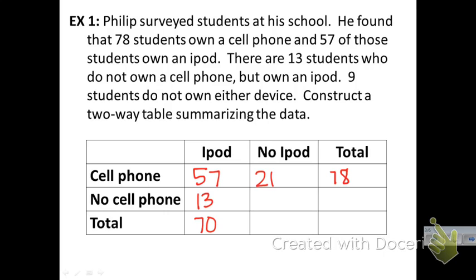Then moving on to our statement, it says 9 students do not own either device. So no iPod and no cell phone is 9. Again, I'm going to add down to get 30. I'm also going to add over to get 22. And then you can either add over or down. Either way, you should get the same number. And here we get 100. So that's how we have just constructed the two-way table summarizing the data.